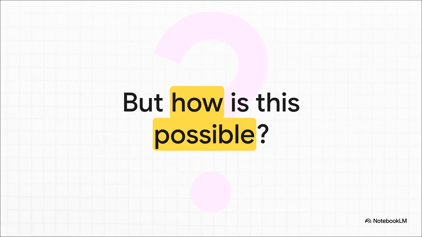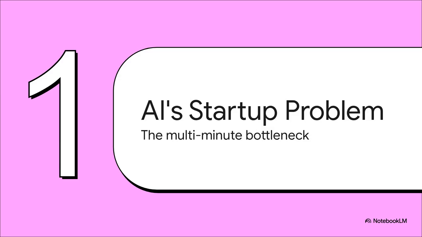So the big question is, how on earth do you go from a 10-minute coffee break while your container starts to a 2-second blink of an eye? Well, to really get the genius of the solution, we first have to understand the problem. And it's a huge, expensive problem that pretty much anyone working in AI today knows all too well. And that brings us to what I like to call AI's big startup problem. It's this massive, kind of invisible bottleneck that's just quietly burning through cash and slowing everybody down.